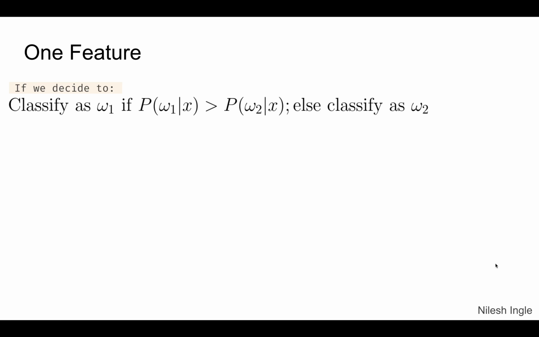Now let's look at one feature and how we can use a decision rule to classify a sample to a particular class. So here we have the posterior probability. We classify the sample as belonging to class W1 if the posterior probability for W1 given X is greater than the posterior probability of class W2 given X. Otherwise, we classify it as class W2.